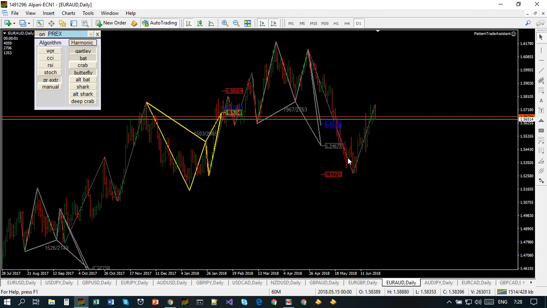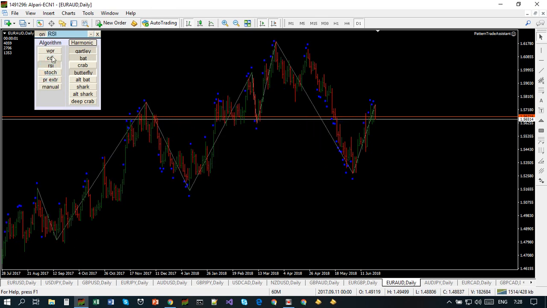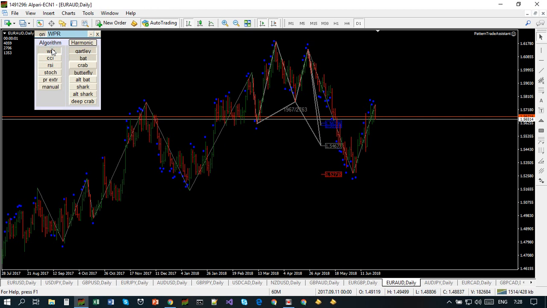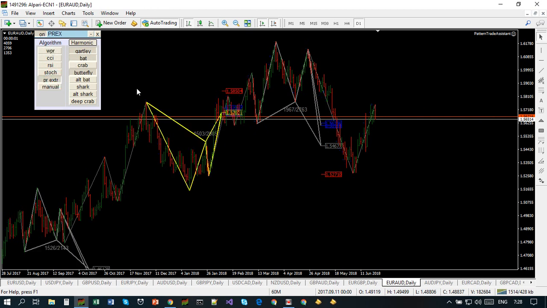Okay, so if you were waiting for this to decline and enter lower below the potential reversal zone, then this pattern was a winner for you. And again, let us see for other algorithms to support. 3 out of 5 supported this pattern.